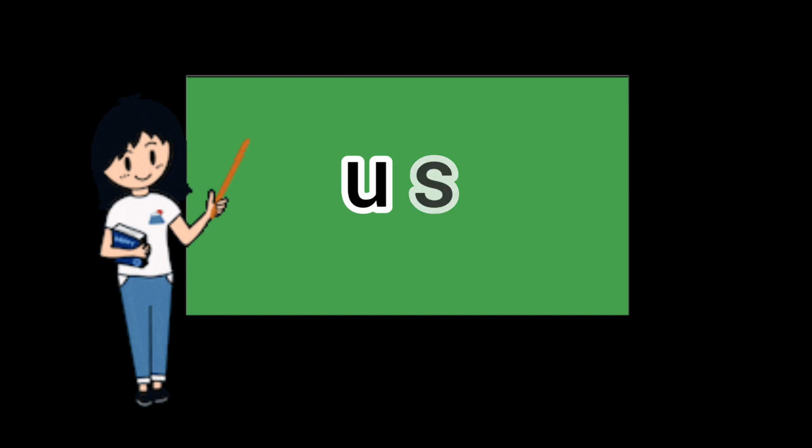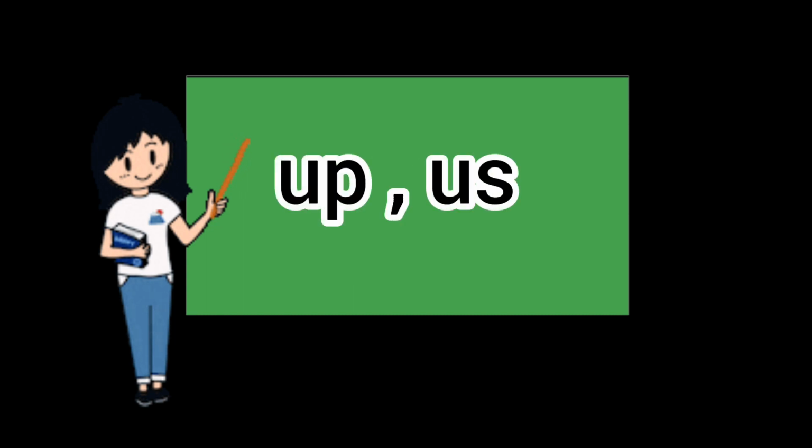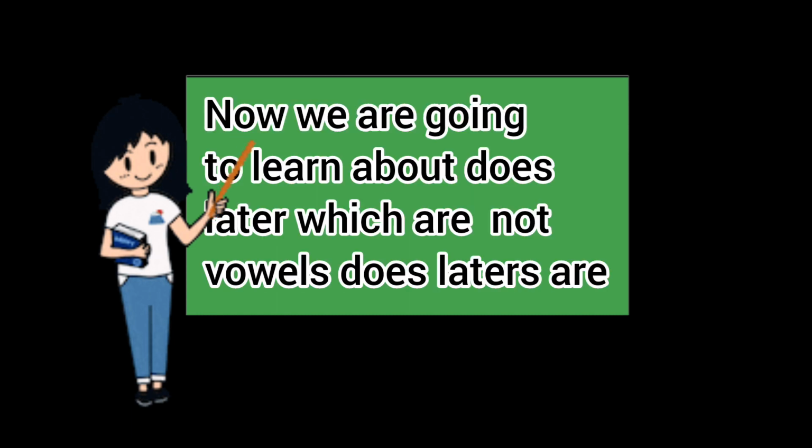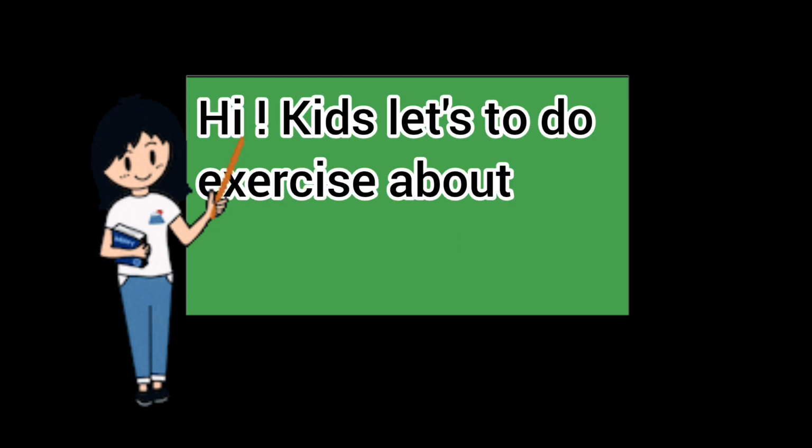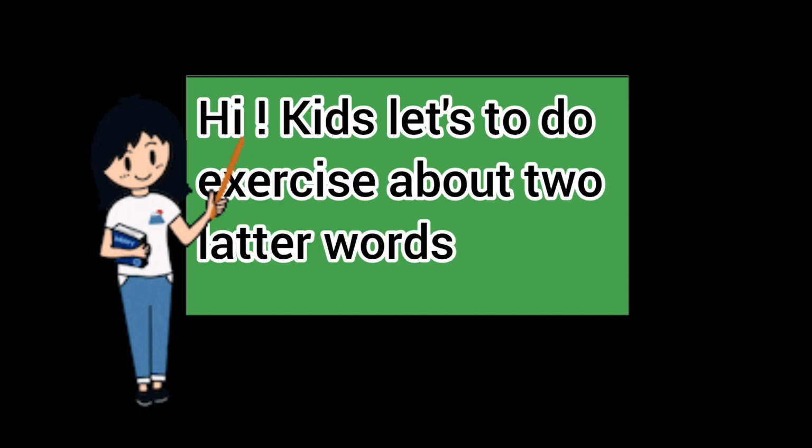US, us. Let's repeat. UP, up. US, us. Now we are going to learn about those letters which are not vowels. Those letters are B, M, Y. With the help of these letters, we make two-letter words. BY, by. MY, my.